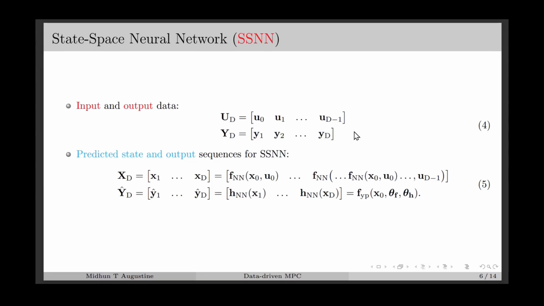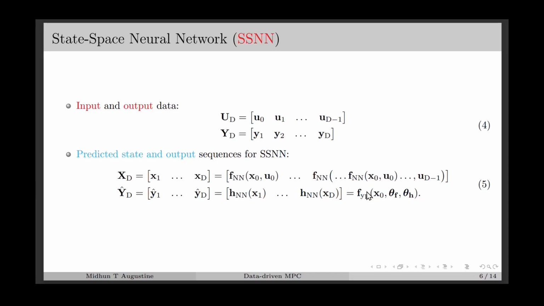In the case of SSNN, we assume the state and output functions as unknown, and the available information consists of the input and output data, which can be represented using the input and output matrices capital U_D and capital Y_D as in equation number 4. U_D will contain all the input vectors, and here we consider capital D number of samples. The output matrix Y_D will contain all the output vectors or output samples.